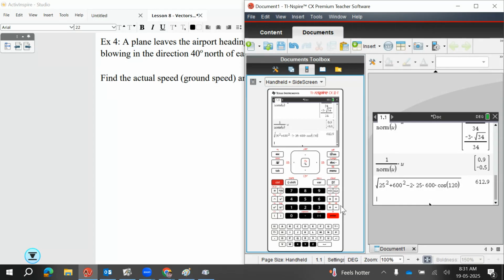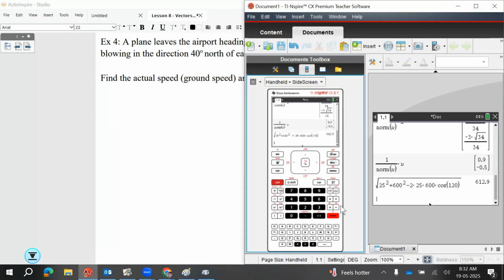So we should get 613 miles per hour. Now we also need to find the angle. So what we need to do is we actually need to find this angle here, to say in what direction it's going. So first off, we can find the angle in the triangle. That is not quite the same thing. So the angle in the triangle is going to be found first. We need to find theta.